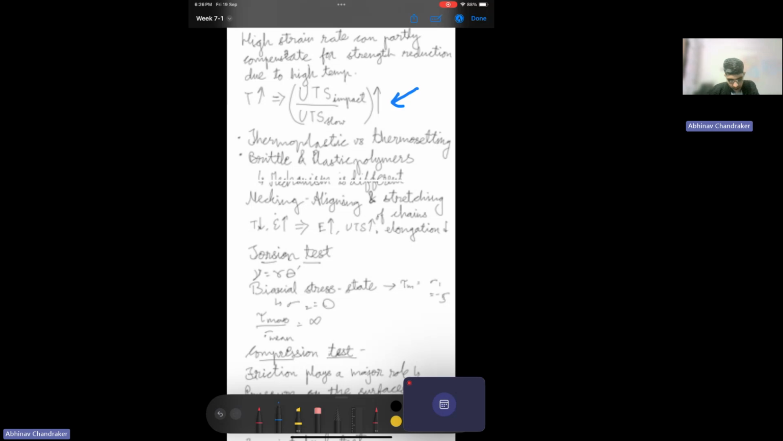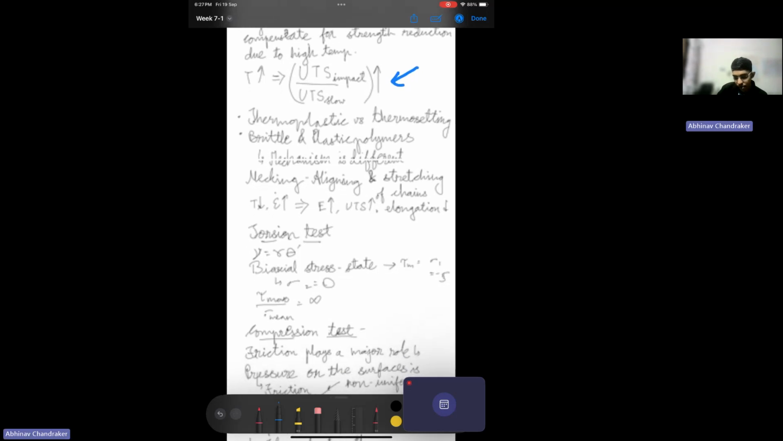But I think here the effect of this fraction, the increase in this fraction, is more because your UTS at slow strain rates will considerably reduce as the temperature increases. So this fraction increases. Impact one also will have some effect, but that will be lesser because in impact, thermal activation is in general less, even if temperature is high.